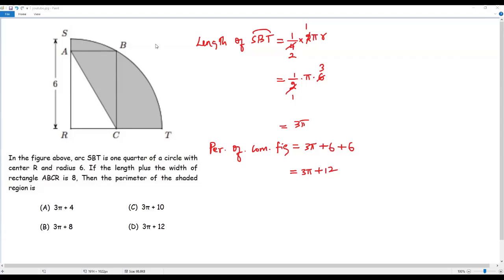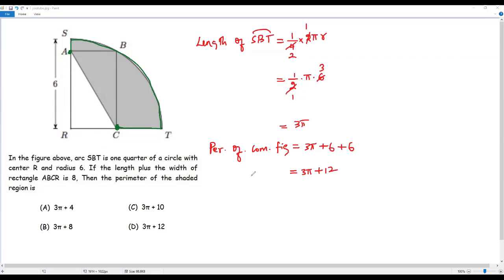Now I'm going to subtract the width of the rectangle and the length of the rectangle from the perimeter of the complete figure. When I do that, I'll be getting the perimeter of the part which I'm marking in green color now, from A to C. Do we know the width and length of the rectangle? Actually, we have information about it: the length plus width of the rectangle ABCR is 8. So we have the sum of the width and length of the rectangle, that is 8.